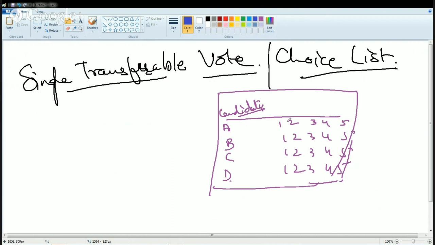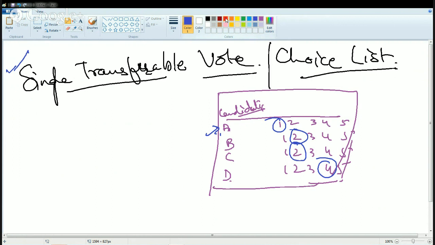For example, I rank candidate A as 1. Then I rank candidate B as 2. Then again C as 3 and D as 4. Okay, so that's my priority of ranking the candidates. So this is how you work with a single transferable vote. Your most favorable candidate is A, and then you have a shift towards B, C, and finally D. So this is a choice list or single transferable vote.